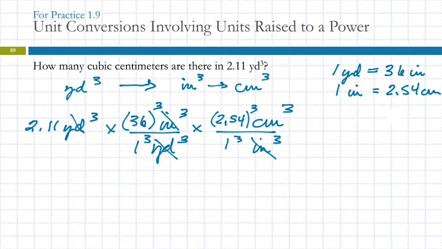So 2.11, and I'm going to multiply by 36 to the third power, and divide by 1, and then multiply by 2.54 to the third power, divide by 1, equals. How many sig figs? 3. The original number has 3, this one's exact, that one's exact. So I'm going to write down my number: 161, there's three sig figs.